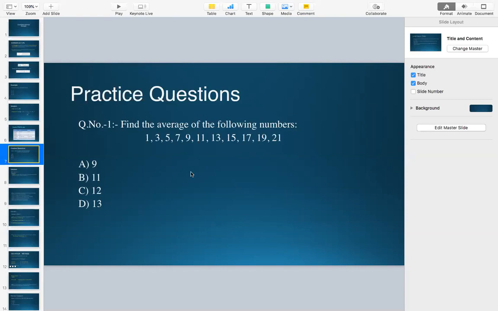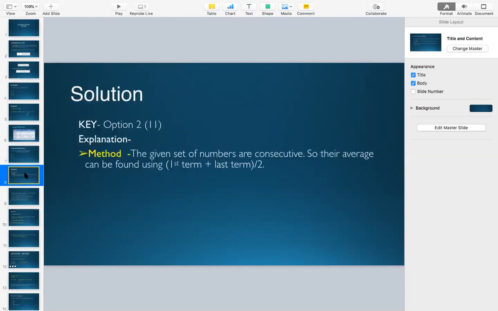First term is 1, last term is 21. So 1 plus 21 will give you 22. 22 by 2 will give you 11. Okay, so the answer would have been option C. So is this clear?